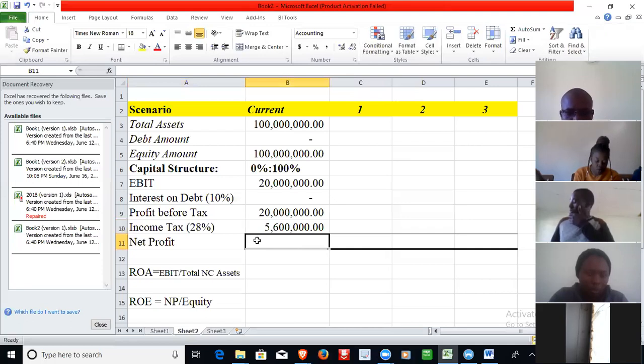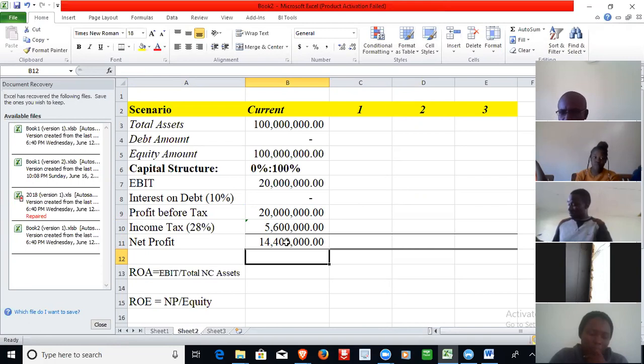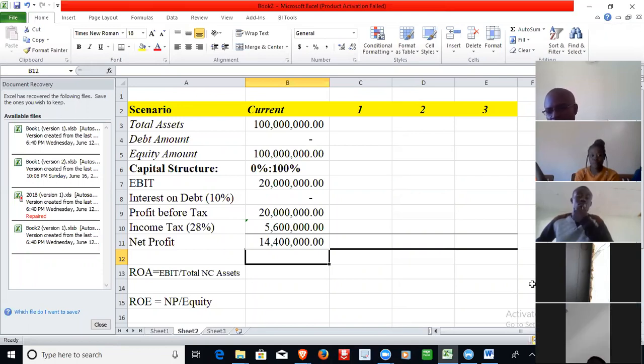Therefore, our net profit is going to be 20 million minus 5.6, which is going to be 14.4 million. Our net profit is going to be 14.4 million. Please don't be worried about writing notes. I'm recording everything, so you can continue.